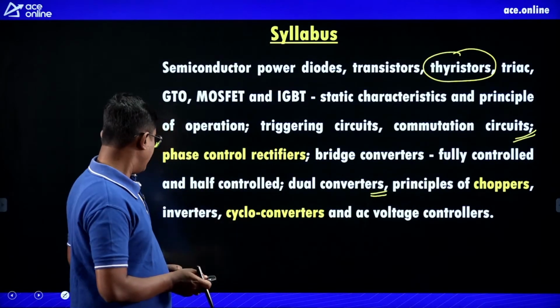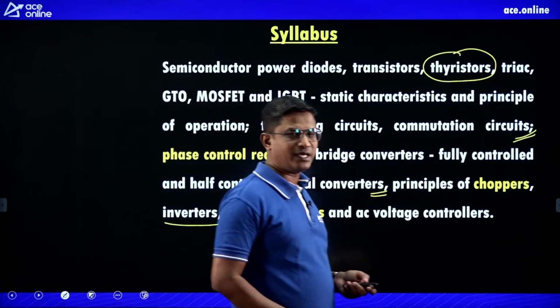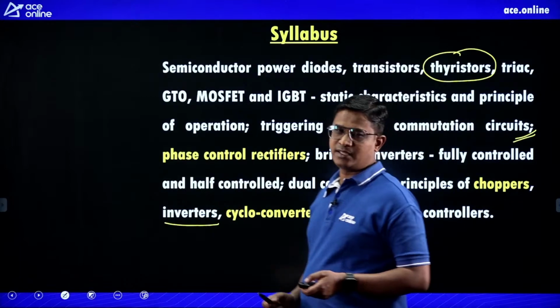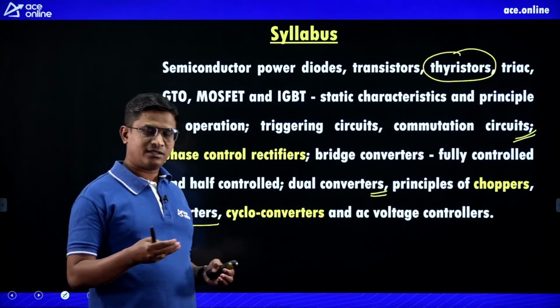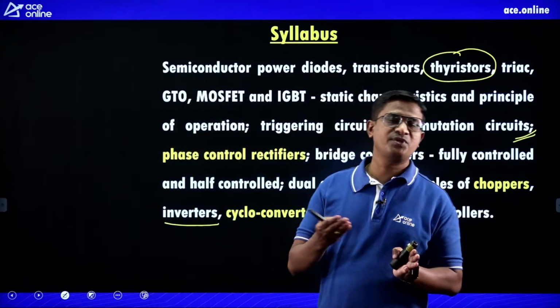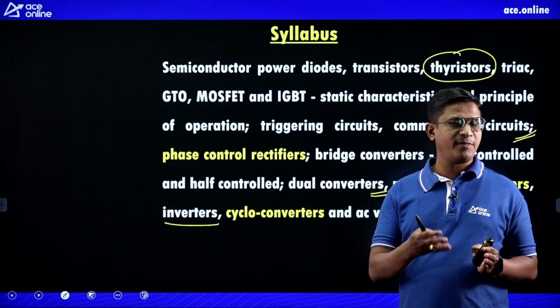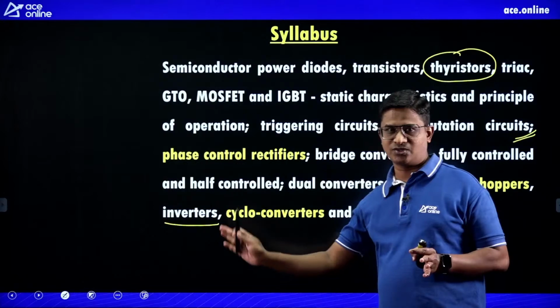Next, inverters. Inverter is the circuitry where input is DC and output is AC. In the inverter we have half bridge inverter, full bridge inverter, 3 phase inverters, and pulse width modulation techniques: single PWM, multiple PWM and sinusoidal PWM. Apart from that, the current source inverter is also there.